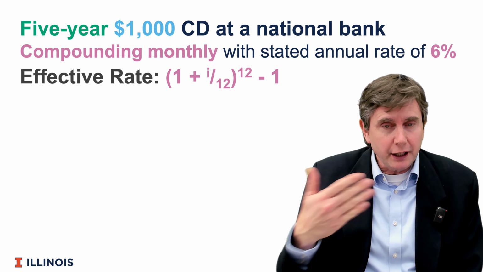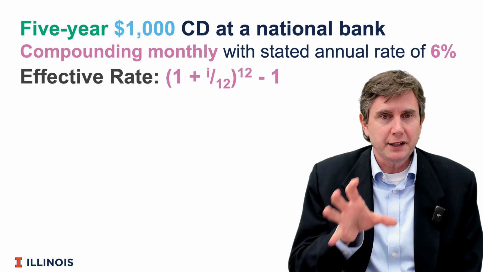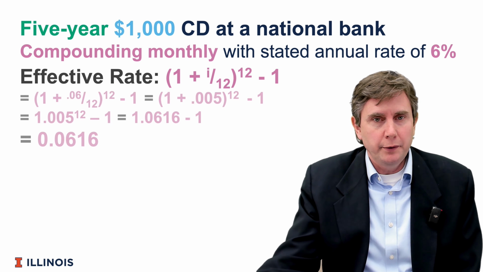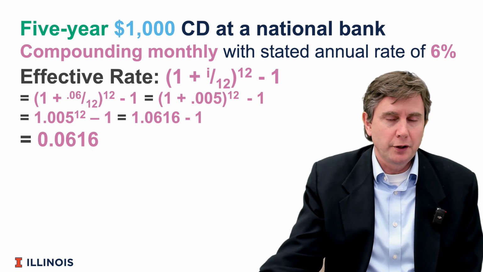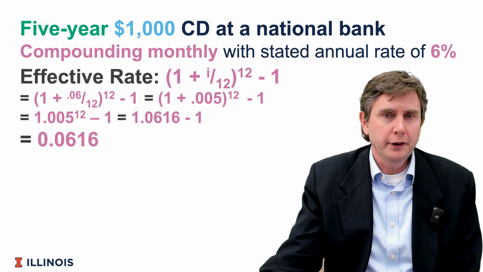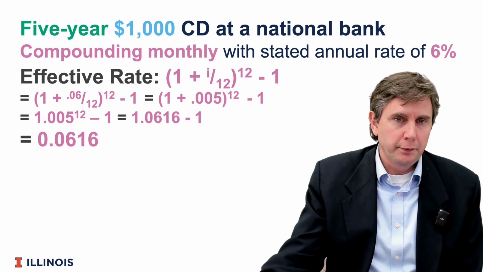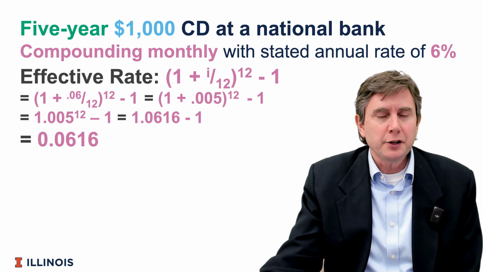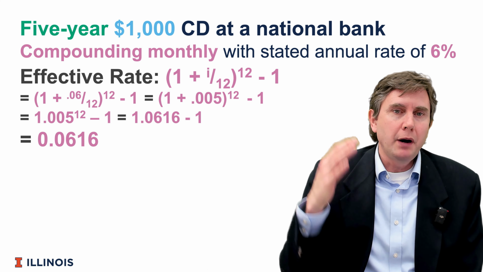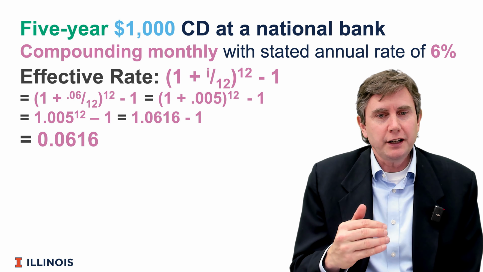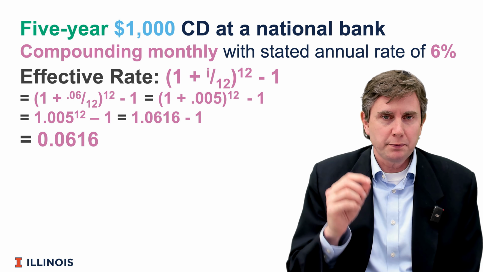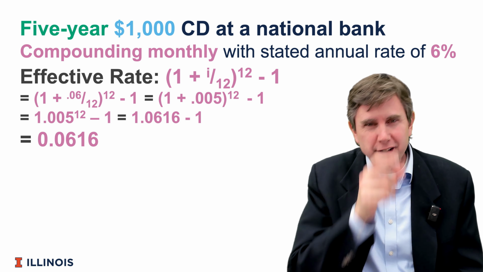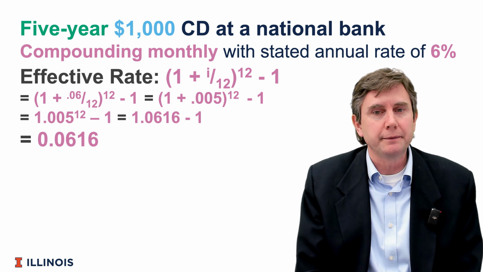Well, for monthly compounding interest, which was this national bank CD, we would plug it into our formula. We would say 1 plus 0.06 over 12, raised to the 12th power. You wind up with 1.005 raised to the 12th, which is 1.0616. And so we find that the monthly CD has an effective rate of 6.16%, right? Because it compounded monthly, so you earned interest on interest, just a little bit.